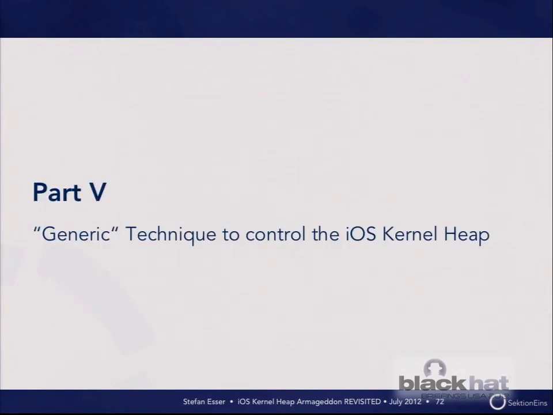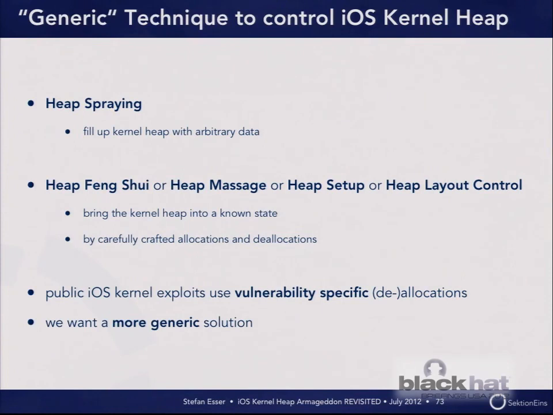Okay, now that we know that we have these objects, the question is, can we do a kernel heap massage in a way that's a little bit more generic and that allows us to override these kinds of kernel objects? When we look at heap controlling techniques, there are basically two. There's heap spraying, which is just filling up the kernel heap with arbitrary data. And then there's heap feng shui, or heap massage, heap setup, heap layout control. There are so many different groups of people that prefer to call it differently. In the end, it's all the same technique. The idea is we have an unknown start state, and we want to bring the kernel heap into a known state by carefully crafting allocations and deallocations.